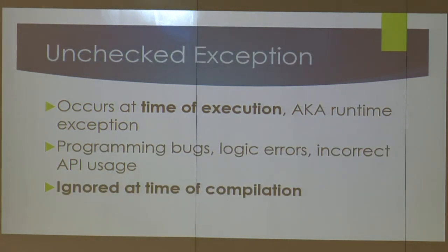An unchecked exception is going to occur at the time of execution, so it's also known as a runtime exception. These can include programming bugs, logic errors, or incorrect usage of an API, so maybe you called a method incorrectly. And these can be ignored at the time of compilation.